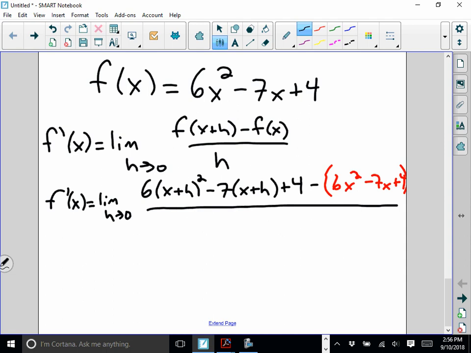The algebra is a little bit simpler here, but there is just a lot more of it. So it's going to get a little bit messy, but it should be fine. The thing we need to remember is x plus h squared is not x squared plus h squared. We have to FOIL that. X plus h squared is always x squared plus 2xh plus h squared. Very important. Okay. So I'm going to go ahead and expand this thing and start to solve it.